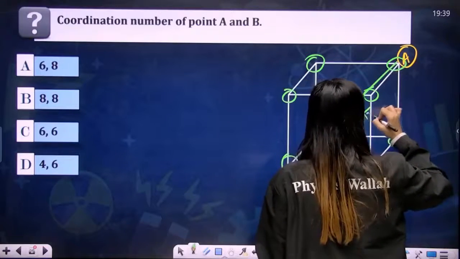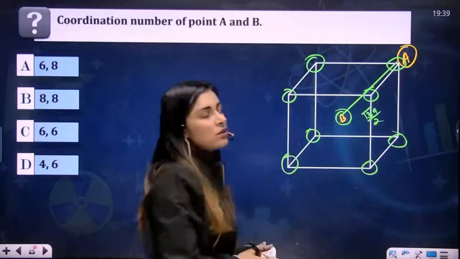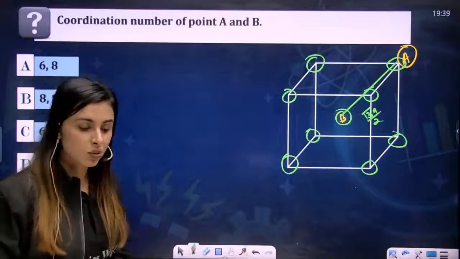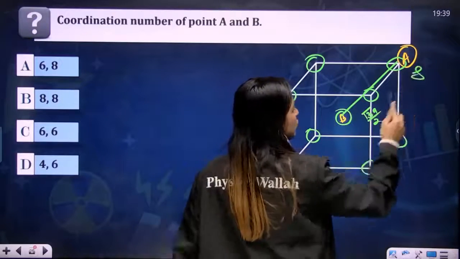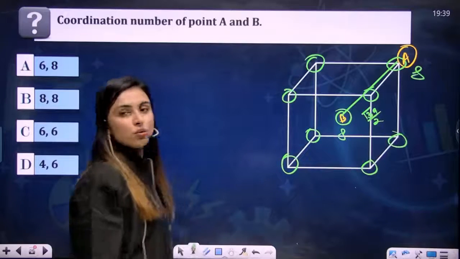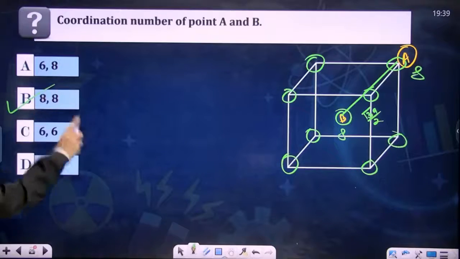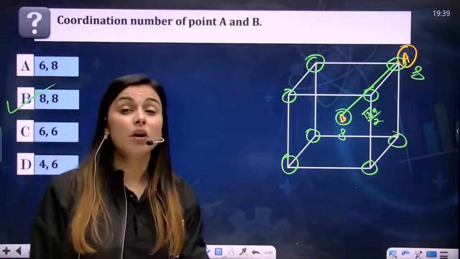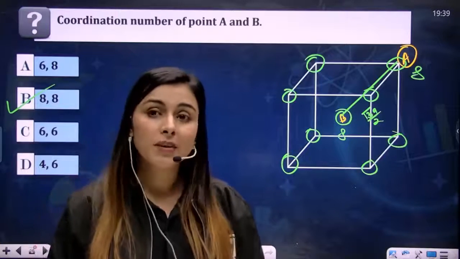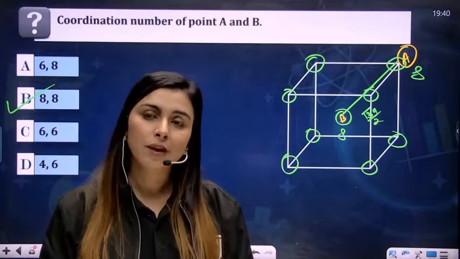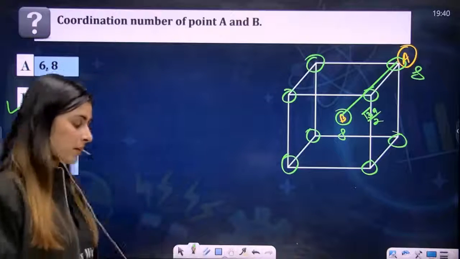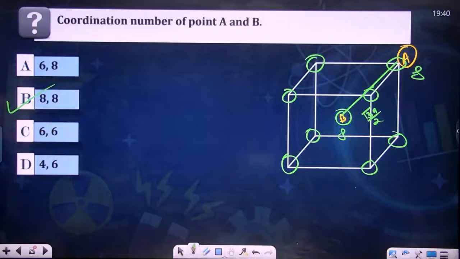This is root 3 a by 2 distance, and since it is a root 3 multiple, whenever it is a root 3 multiple, the coordination number is 8. So the coordination number for A is 8, and the coordination number of B will also be 8. So 8 comma 8, option B will be your correct answer. So this is how you have to solve the questions. Questions will be asked on the basis of coordination number. I hope you're clear with this. Perfect, my dear students. You can pause the video, understand this, write it down, and then we'll move forward.